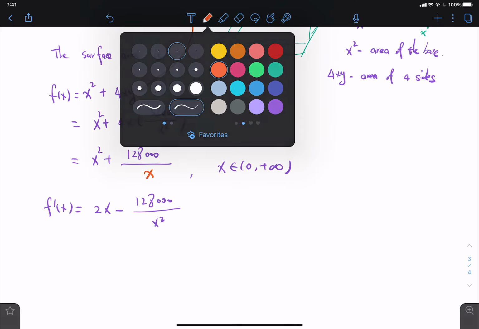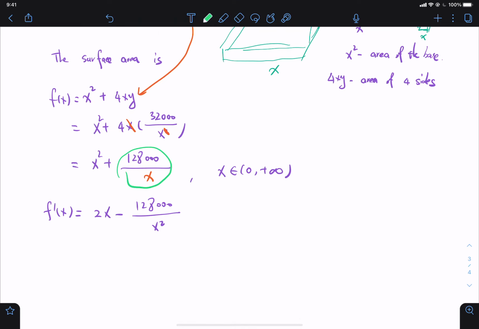Okay, so after having this derivative, and by the way, the derivative of this is obtained by the power rule. Just denote it here. This one can be written as 128,000 times x to the negative 1. You drag this negative 1 to the front, and the new power is negative 1 minus 1. So that's why we have negative 2, so this is x squared in the bottom here.